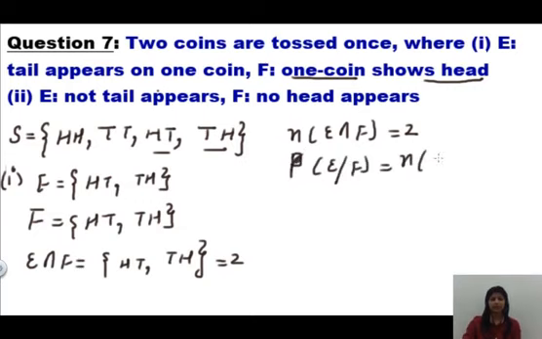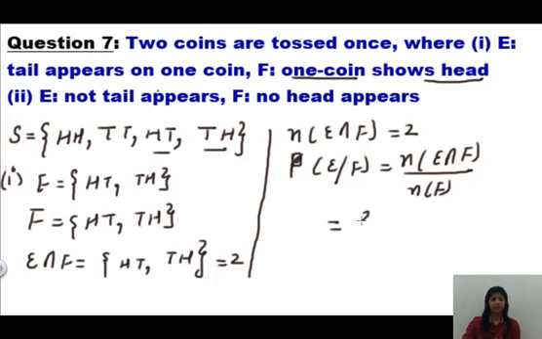The formula is the number of elements in E intersection F divided by the number of elements in F. As you can see, the number of elements in E intersection F is 2, and in F also it is 2. So the output is 1. So the probability of event E given that F has already happened is 1. I hope this is a very easy question and well understood by you.